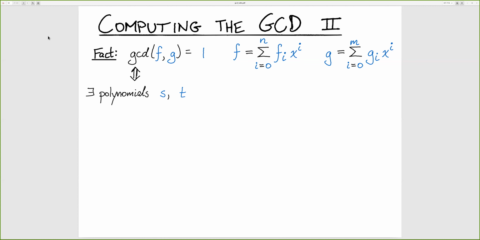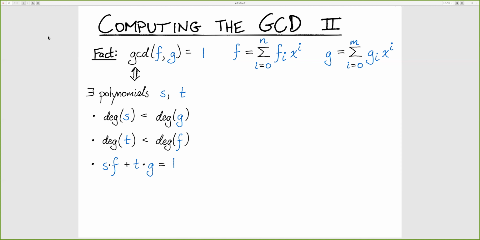And what is this condition? You can find two polynomials s and t of low degree. So the degree of s is less than the degree of g. The degree of t is less than the degree of f. And you have a polynomial identity: s times f plus t times g should be identically 1. Now, why is this interesting? Well, once you have these degree bounds on s and t, this is really a system of linear equations. Your unknowns are the coefficients of s and t, and the knowns are the coefficients of f and g. So this is some system of linear equations.